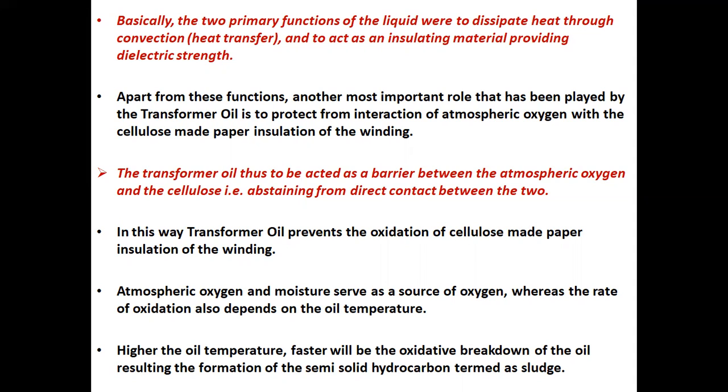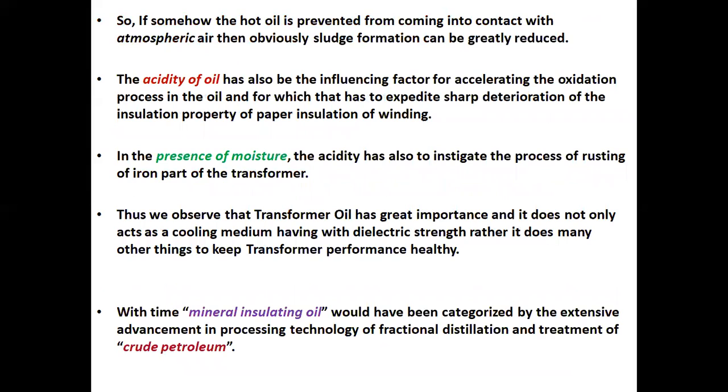Atmospheric oxygen and moisture serve as a source of oxygen, whereas the rate of oxidation also depends on the oil temperature. The higher the oil temperature, the faster the oxidative breakdown of the oil, resulting in the formation of the semi-solid hydrocarbon termed sludge. So if somehow the hot oil is prevented from coming into contact with atmospheric air, then obviously sludge formation can be greatly reduced.